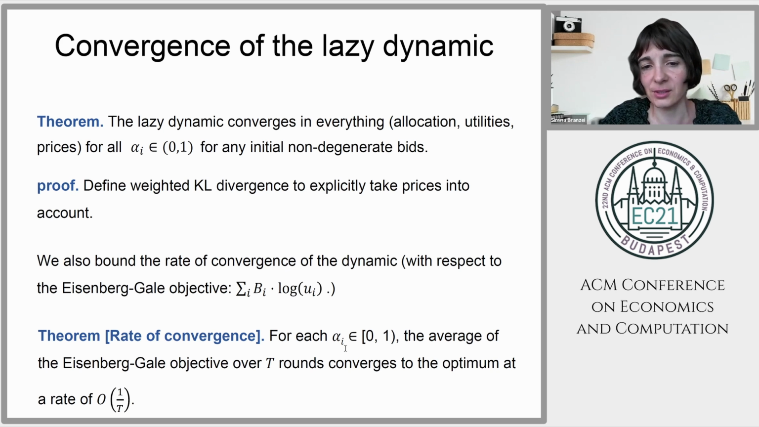This objective is the sum over all players i of B_i, which is the budget of the player, times log of U_i, which is its utility at a given allocation, which is included in the Eisenberg-Gale convex program. So the rate of convergence that we get is that for each alpha_i, the average of the Eisenberg-Gale objective over T rounds converges to the optimum at a rate of 1 over T.